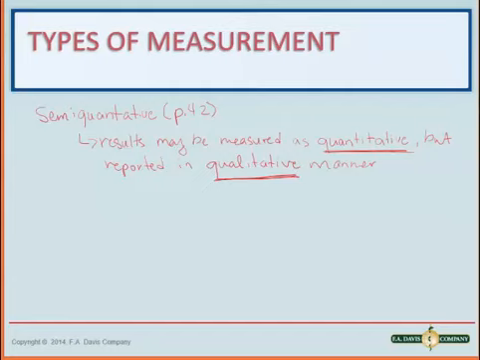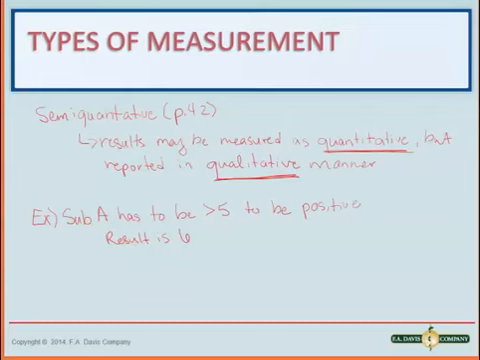So let's look at an example. Here is our example. Substance A has to be greater than 5 to be positive. Our result is 6. We're going to report this result as positive because this result was 6, which is greater than 5, which is our criteria.